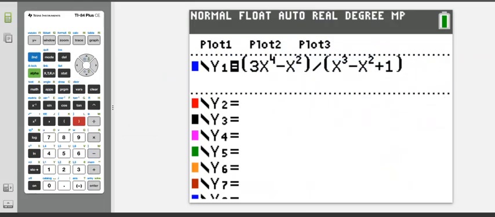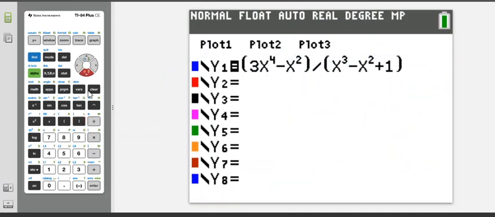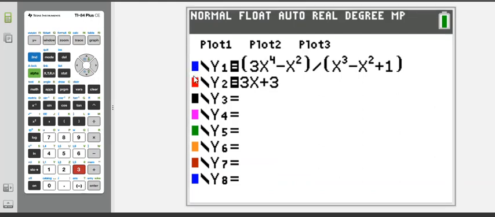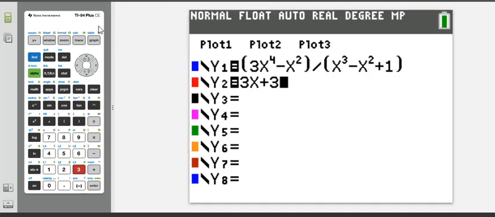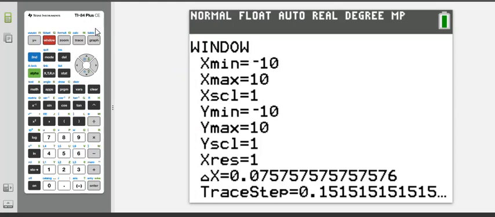Yes. Okay, here we go. So I'm graphing this thing. I am not only going to put the rational function on here, but I'm going to move to y2, which is going to show up in red, and I'm going to put the equation of the oblique asymptote, which is 3x plus 3. The graph of the rational function will show up in blue. That's what this color thing is for. And then the oblique or the slant asymptote should show up in red. I've got my standard window, and here we go.